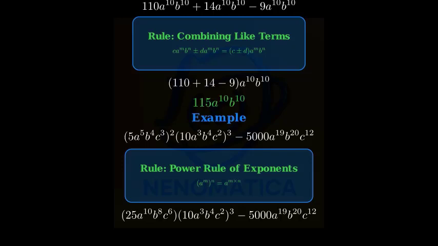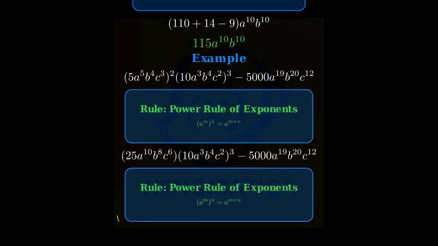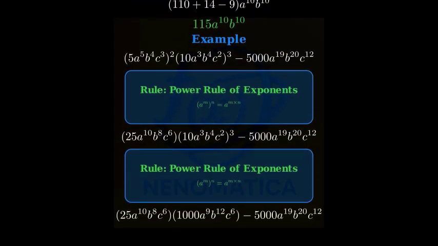Now, let's apply the power rule to the second term. 10a to the 3rd power b to the 4th power c squared, all cubed. For the coefficient 10, we cube it to get 1,000. For the variable a, we multiply exponent 3 by 3, giving us a to the 9th power. For the variable b, we multiply exponent 4 by 3, giving us b to the 12th power. For the variable c, we multiply exponent 2 by 3, giving us c to the 6th power.